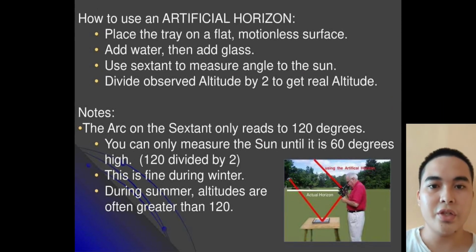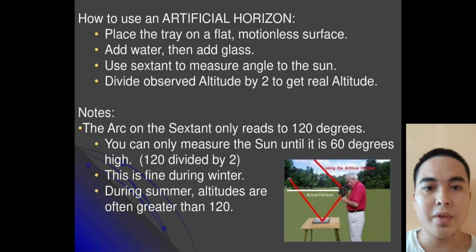How to use the artificial horizon. Place the tray on a flat, motionless surface. Add water, then add glass. Use the sextant to measure the angle to the sun. Divide the observed altitude by 2 to get the real altitude.